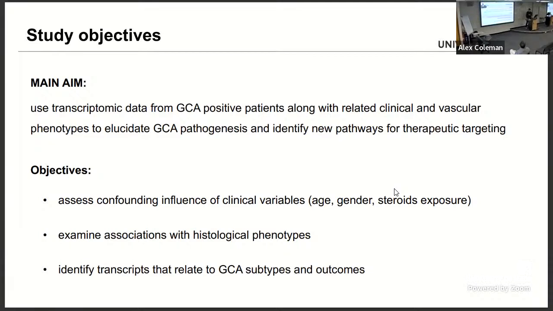And here are the three objectives that I'm going to show the results for. They are to assess the confounding influence of some of the clinical variables, such as age, gender, and exposure to steroids. Also the main analysis is to examine associations of transcript levels with histological phenotypes, which are basically the different inflammatory patterns. And then at the end, to identify a list of transcripts that relate to these different GCA subtypes and outcomes.